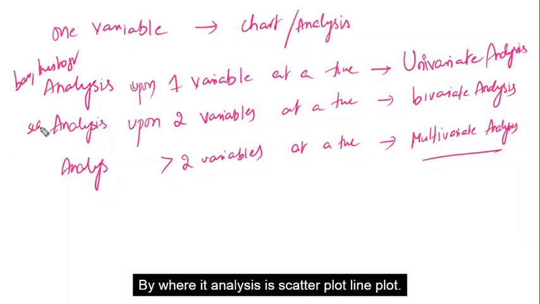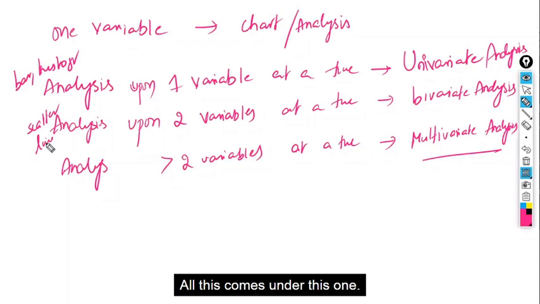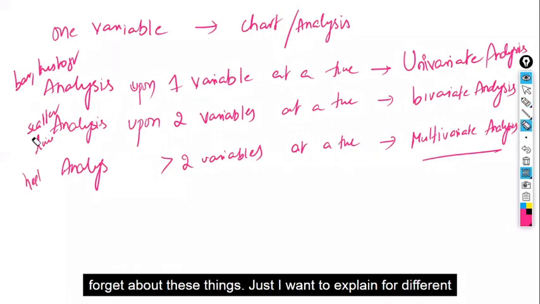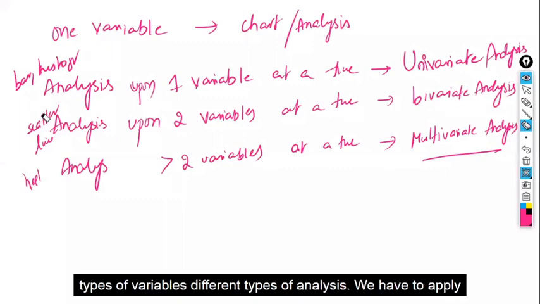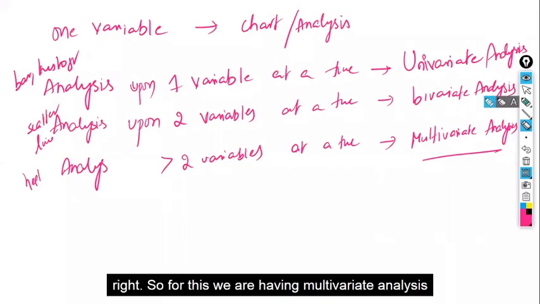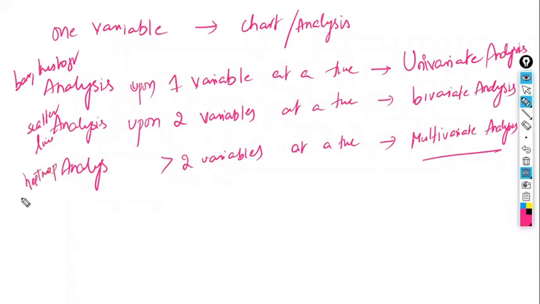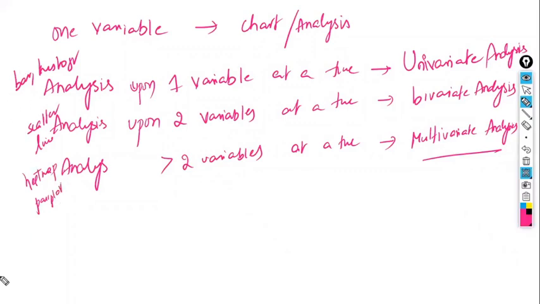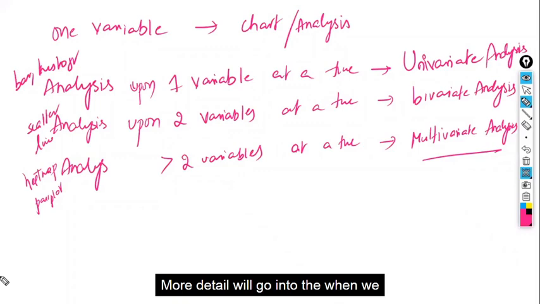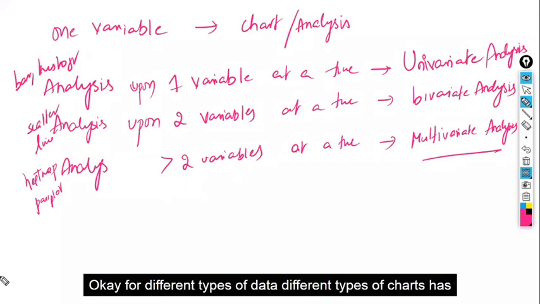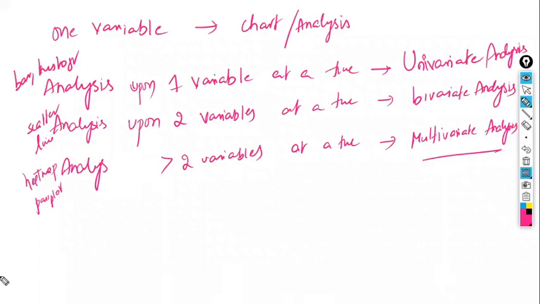Bivariate analysis is scatter plot, line plot, all this comes under this one. And you have multivariate analysis, with respect to, called as heat map. So many things are there. Just forget about these things. I just want to explain that for different types of variables, different types of analysis we have to apply. So for this, we have multivariate analysis like heat map, pair plot. Example only, not exactly. We'll discuss more detail when we enter into the subject of that one. Okay, for different types of data, different types of charts have to be applied.